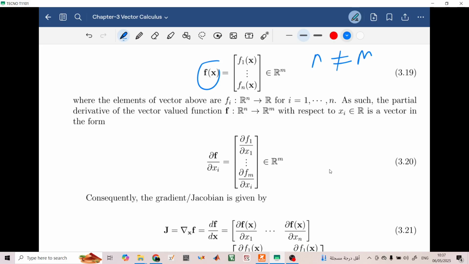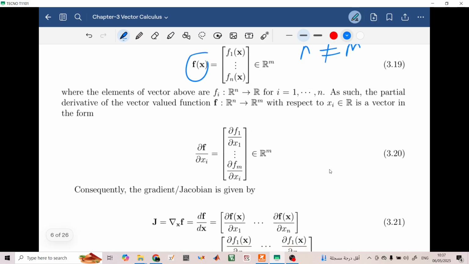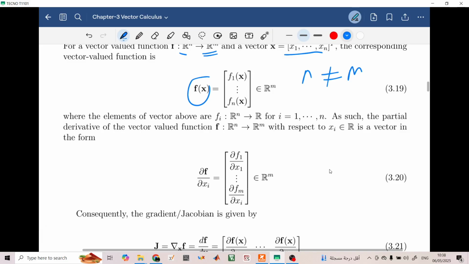What we do is like this. We decompose the vector valued function into its elements f1 and f2 until fm, right? And then we take the partial derivative with respect to each element of x. So the first step is that we take the vector valued function f of x, right, which has now m elements, so this should be m, right?